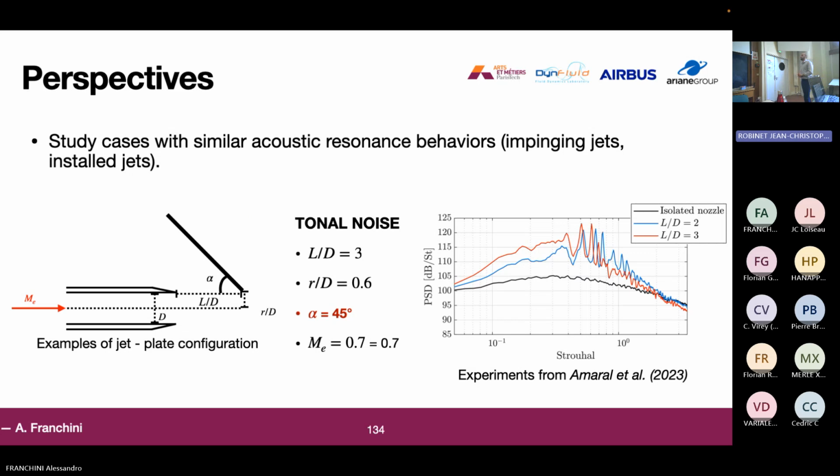As perspectives, the idea would be to try to study cases which have a similar acoustic resonance behavior. For example, in our work, we did a small test of a two-dimensional installed jet case, in which, for this configuration here, we have a subsonic jet that impacts a plate, and experimentally, it has been seen to show some acoustic tonal noise.